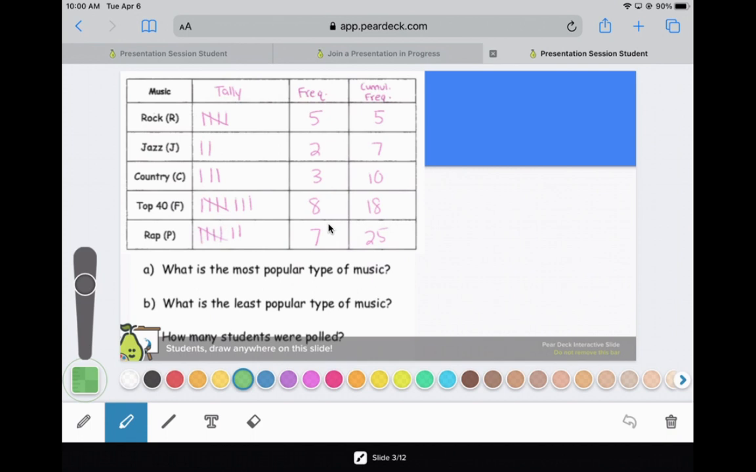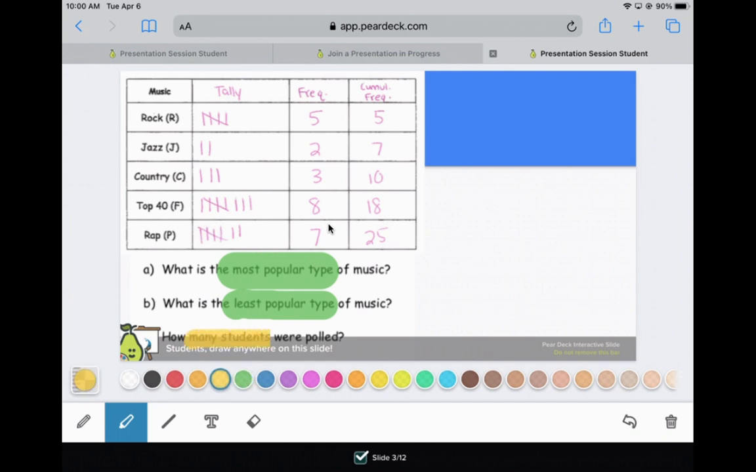This one is asking the most popular type of music. And then the least popular type of music. And then the other one was asking for how many students. So we have to ask ourselves, with this frequency table that we just completed, which column makes sense for us to look at. So it's more like the link, okay.